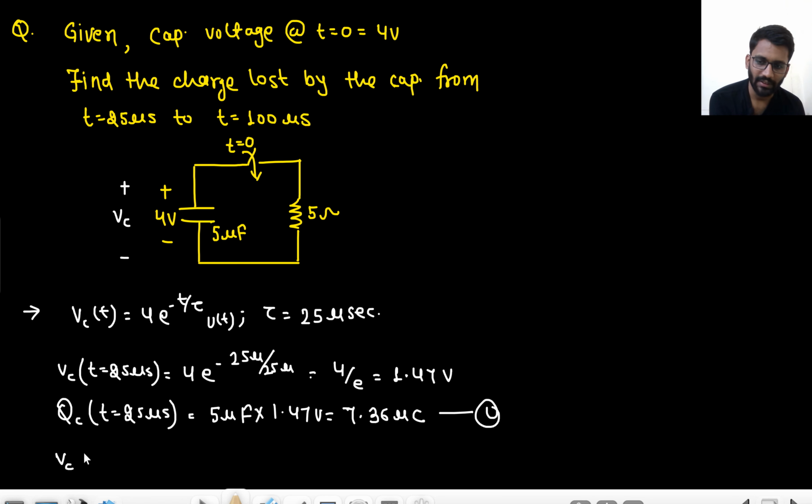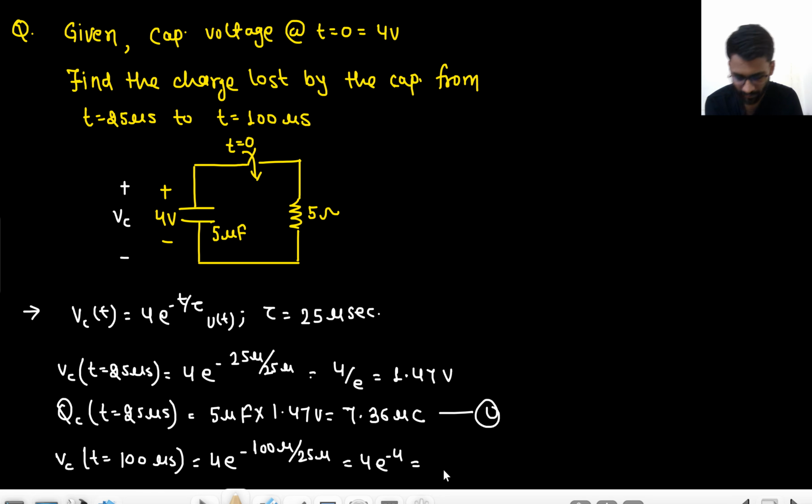Now what will be the value of VC at t equals 100 microsecond? That would be 4 into e to the power minus 100 micro by 25 micro. So it would be 4 into e to the power minus 4. I guess it will be nearly equal to 0. So that is 0.073 volt.